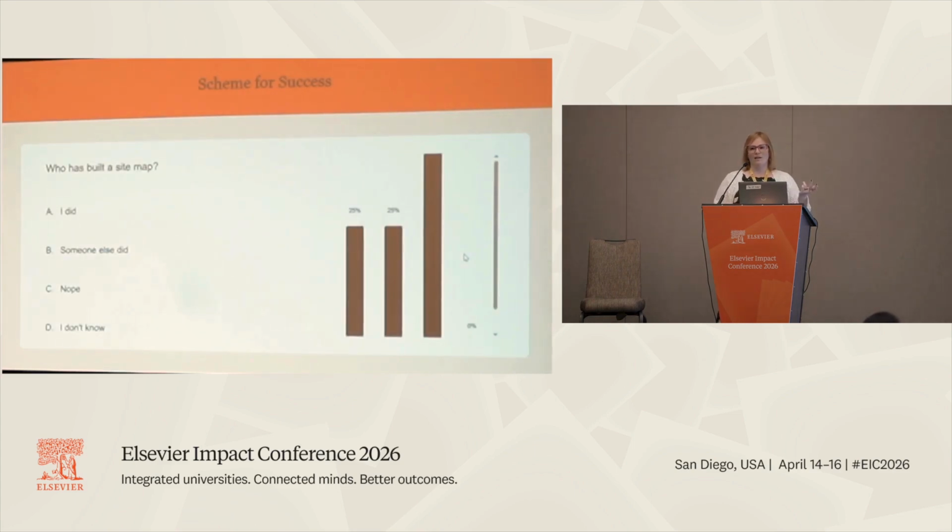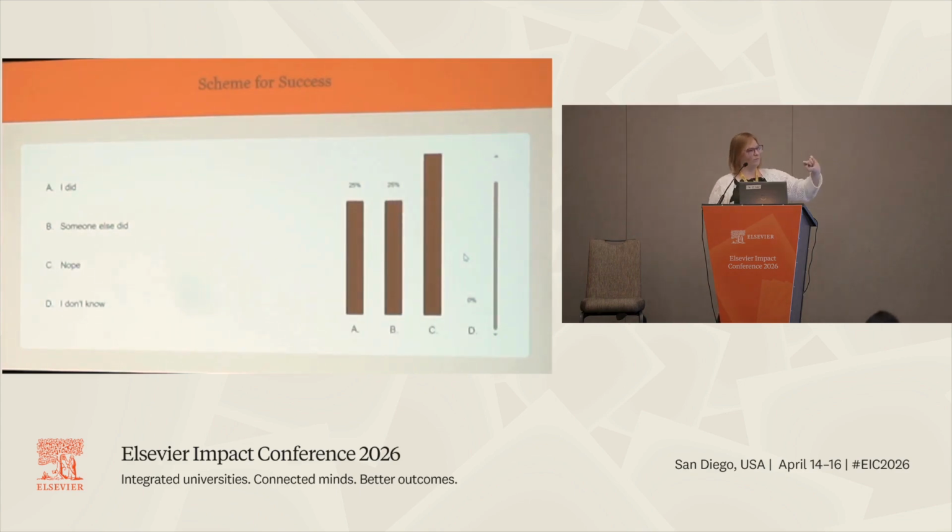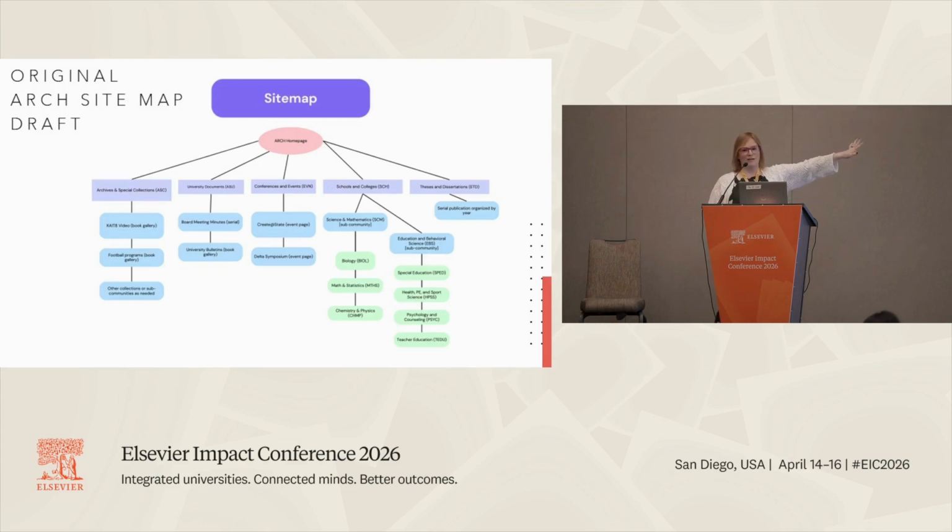So I started drafting our own site. This is what I created for Arch. And I started thinking about, okay, when you get to the home page, where are we going to go? How are these structures going to be layered? How are we going to use the community function with the publications within them? How is all of this going to be laid out?